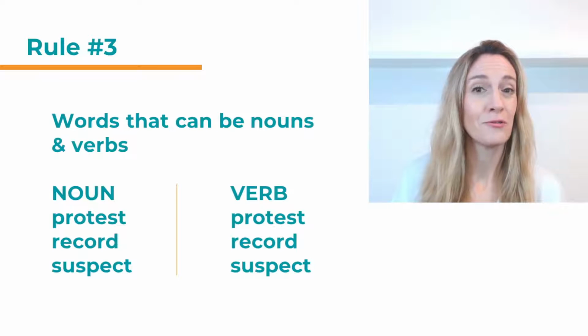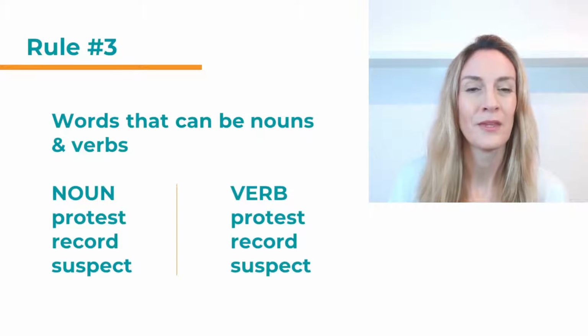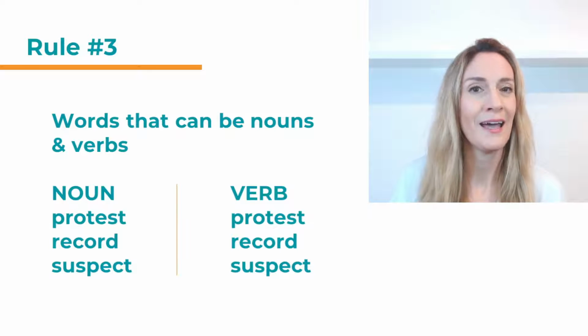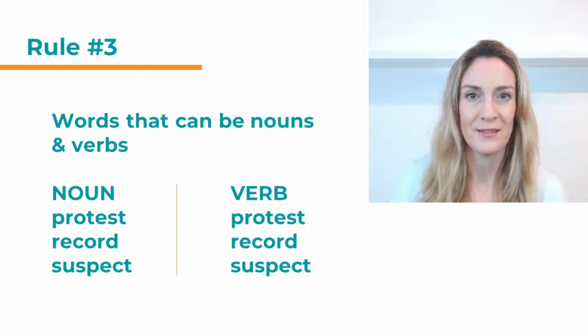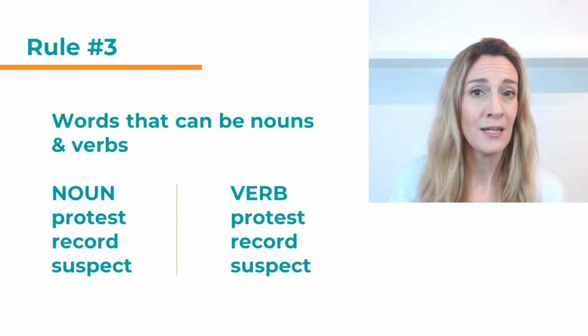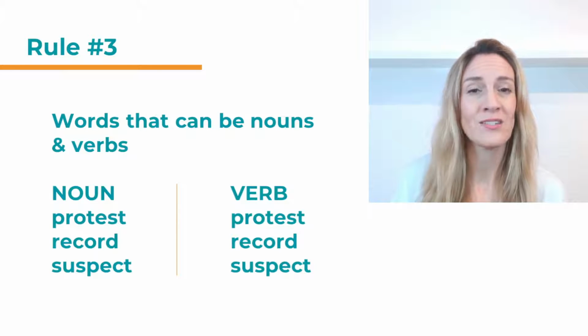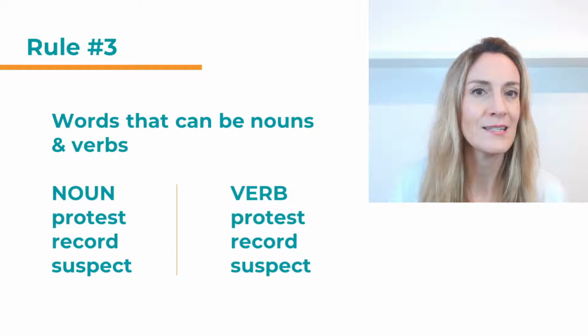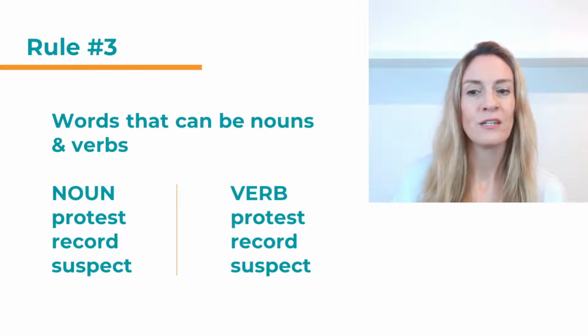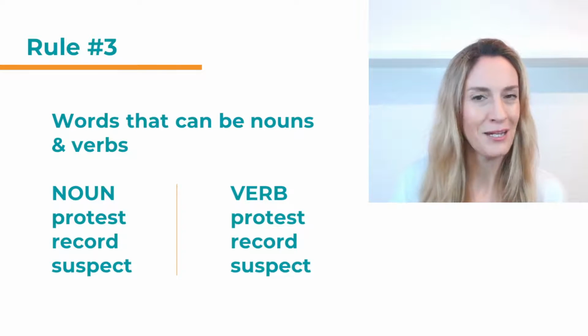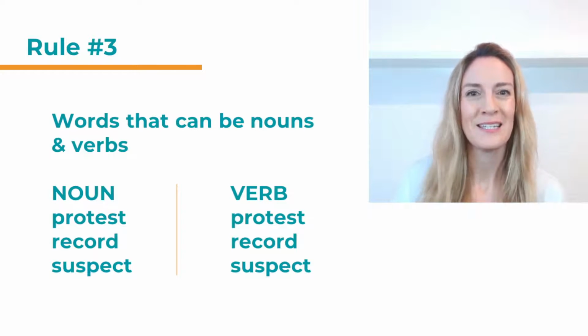Let's have a look at rule number 3. Words that can be nouns and verbs. And there are many, many words in English that can be nouns and verbs with identical spelling. I've just given you 3 here, but there are many, many more. Let's have a look at those. So we have nouns and verbs.